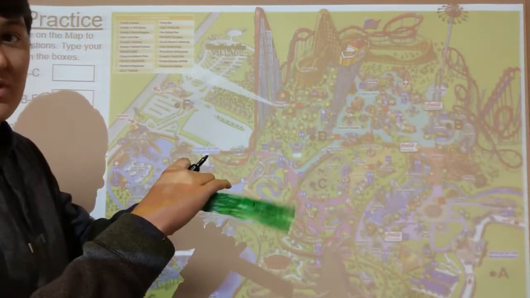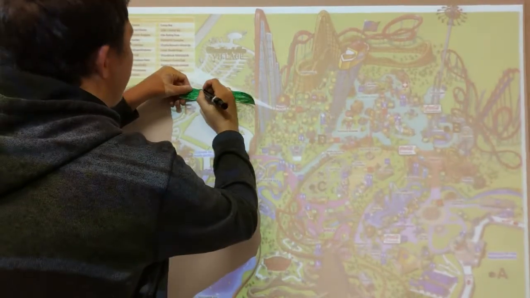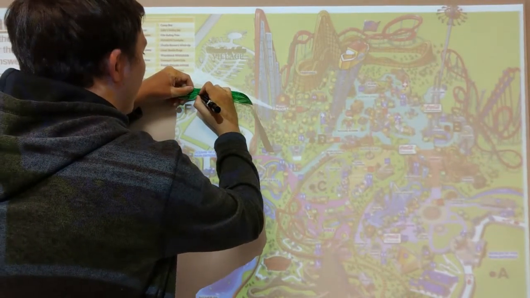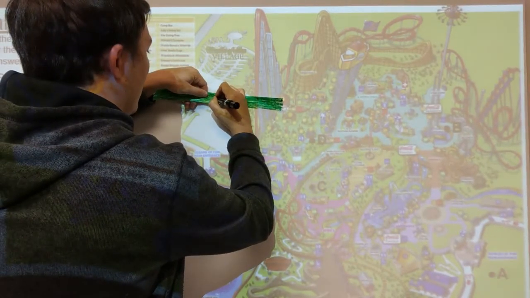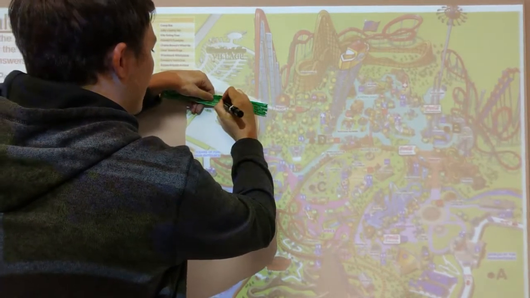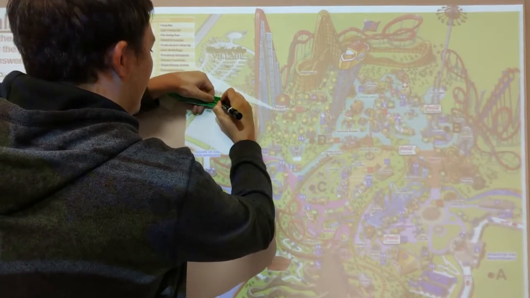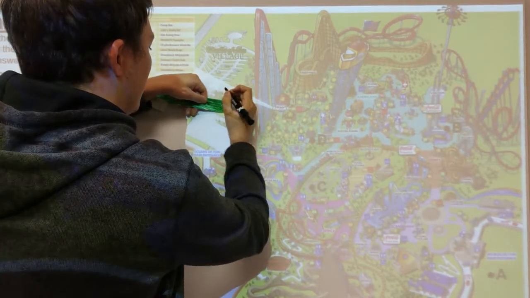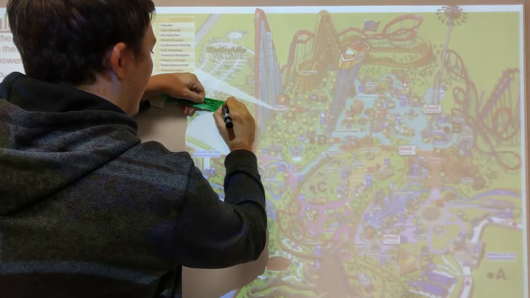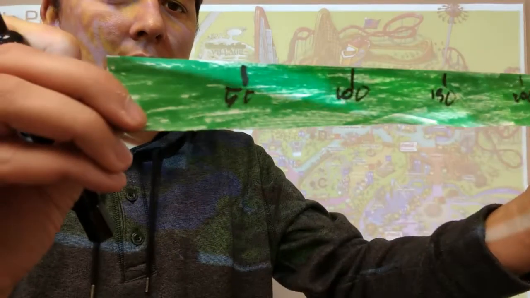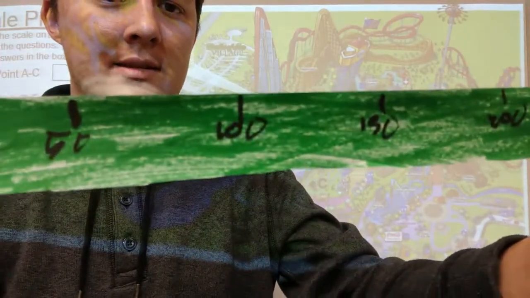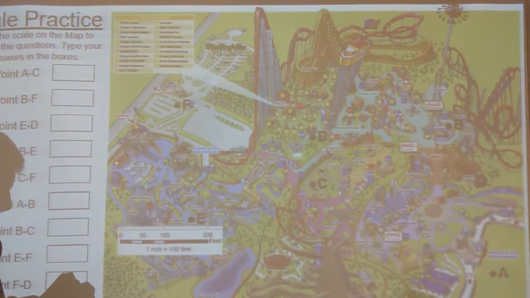Next, you're going to put some numbers on this. This scale goes up by 50, so I'm going to copy that. I'll name this 50, 100, 150, 200, 250, 300. So now my scale looks like this. Obviously my handwriting is atrocious, but that is the idea of it.